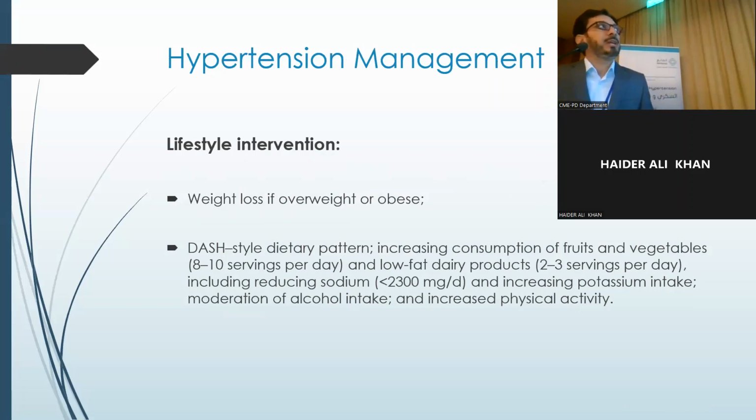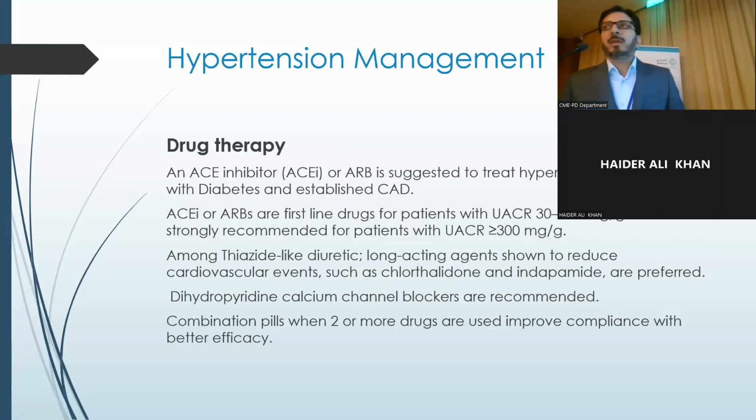Lifestyle intervention should be advocated in all patients, and a DASH-style dietary pattern, which includes consumption of high fruits and vegetables, low-fat dairy products, and low sodium and high potassium intake, will all result in slight reduction of hypertension as well. Drug therapy, as I mentioned earlier, ACE inhibitors or ARBs are the first line to be suggested for treatment of hypertension in diabetes and established coronary disease.